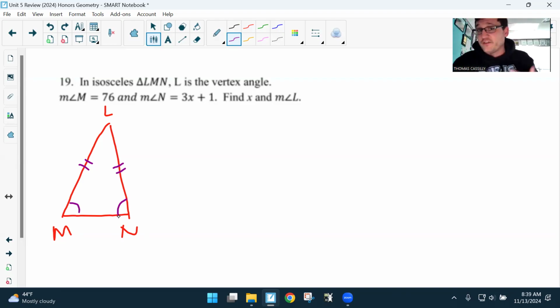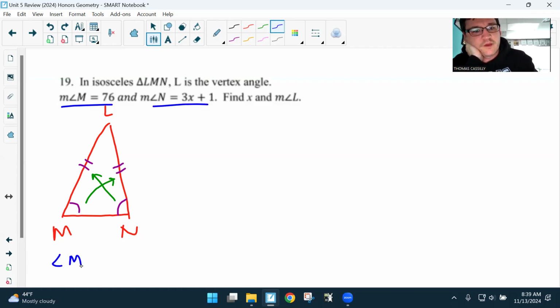Since L is the vertex, that is the non-congruent angle. So that means M and N have to be the congruent ones. And then the opposite sides from those angles have to be congruent as well. Now, we know M and N are congruent, right? Angle M is congruent to angle N. Since the angles are congruent, those expressions are equal. So I'm going to say 76 is equal to 3x plus 1.